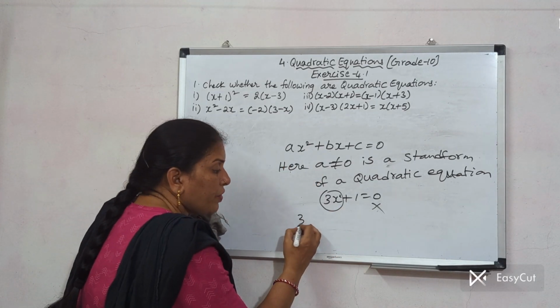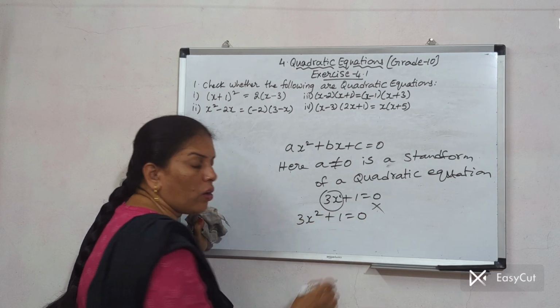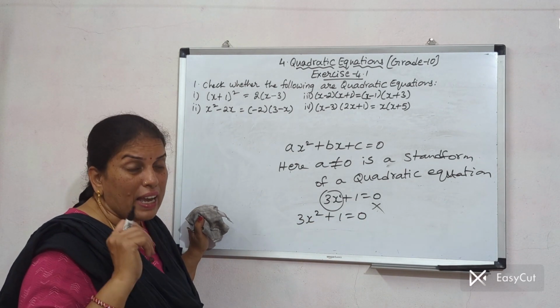All of you understood? 3x square plus 1 equal to 0. Is this a quadratic equation? Yes. Why?